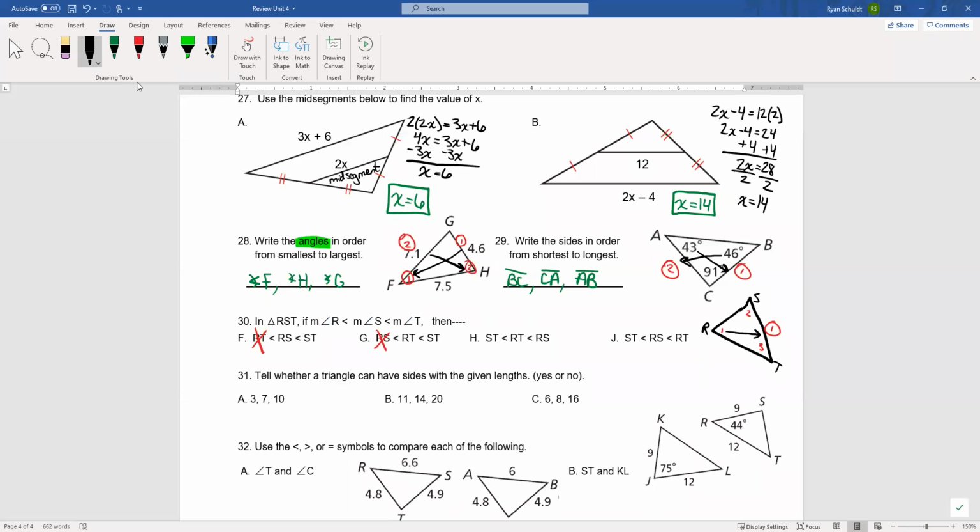So then my middle angle is S. I go across from S. That'll be RT is my middle side. H is good. J gets thrown out. So then, yes, my third side would be RS, which leaves me with H as my answer.